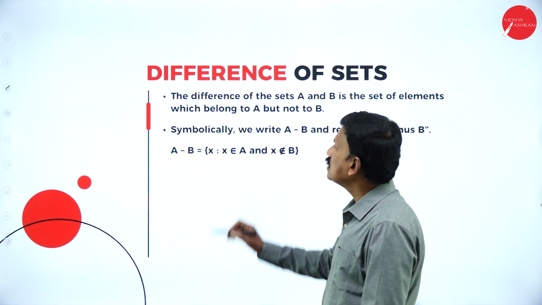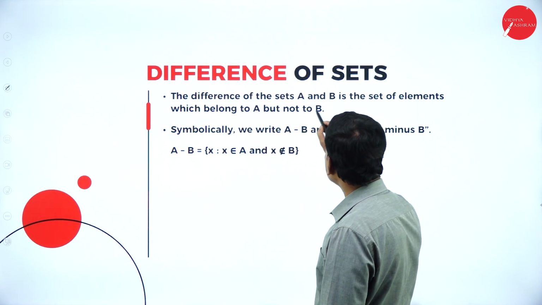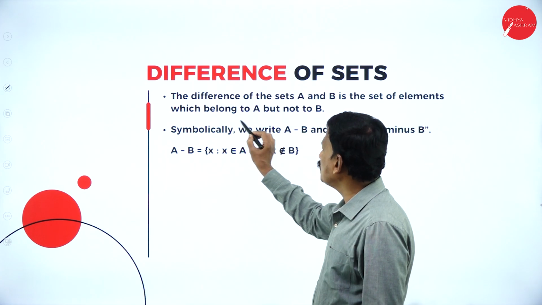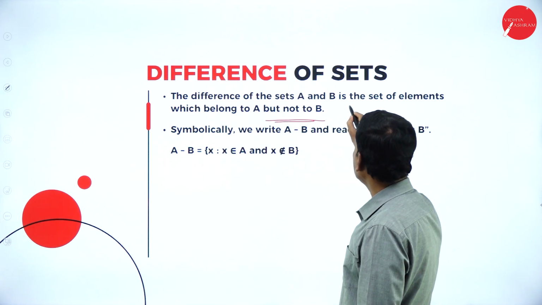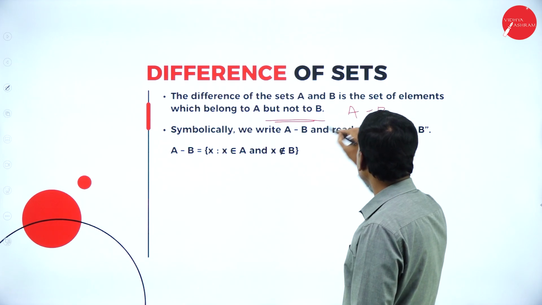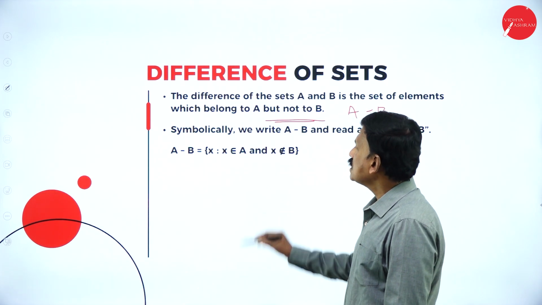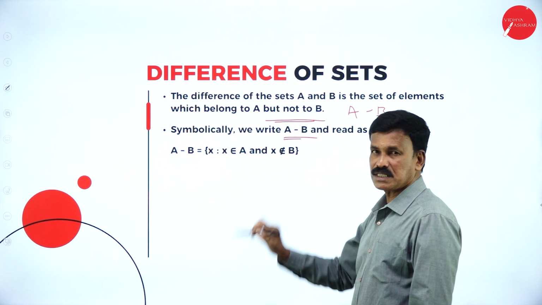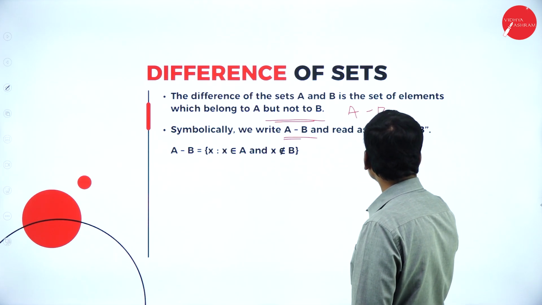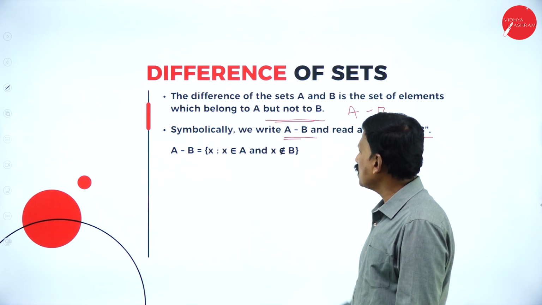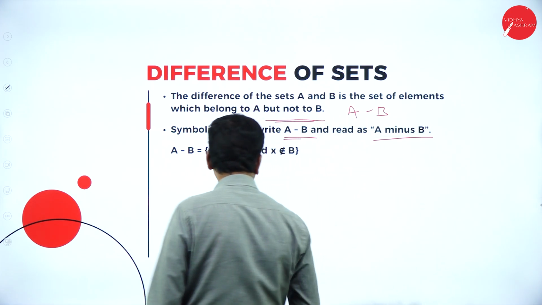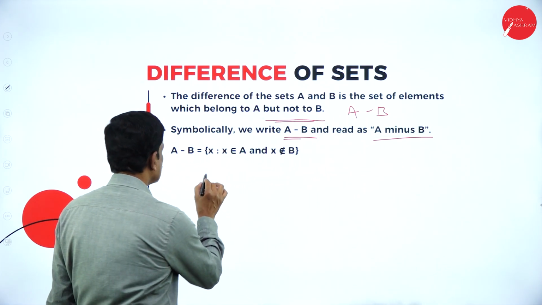Difference of two sets. The difference of set A and B is the set of elements which belong to A but not B. All the elements which belong to A but do not belong to B is denoted as A minus B, A difference B. Symbolically, A minus B is nothing but X such that X belongs to A and X does not belong to B. Now, let us discuss with a simple example.